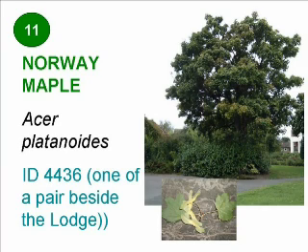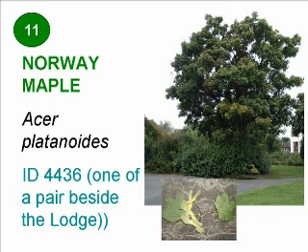Tree 11 is the Norway maple, ID 4436, one of a pair beside the lodge. Though like a sycamore, this is a smaller, neater tree with more slender toothed leaves, glossy on both sides, and its yellow fruits are more horizontally winged.